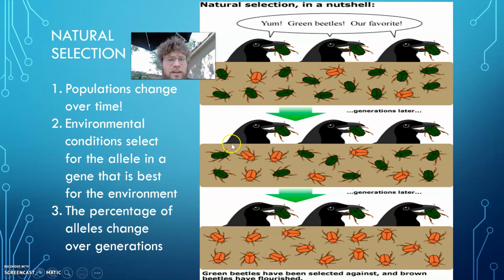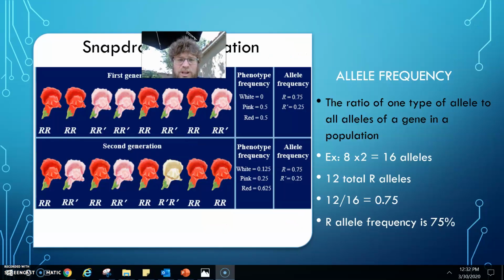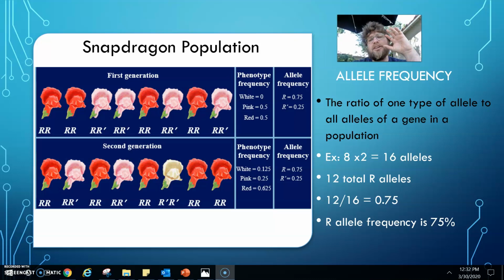Now when we look at not the physical trait, but the changing genetics, we're going to look at the allele frequency. Allele frequency is the ratio of one type of allele to all alleles of a gene in a population. Let's look at some snapdragon flowers. It's a really common example in genetics because the flower color is controlled by one gene with two alleles, a nice simple model in biology.